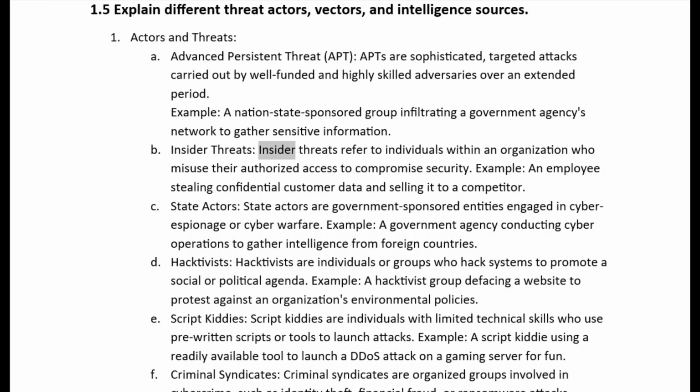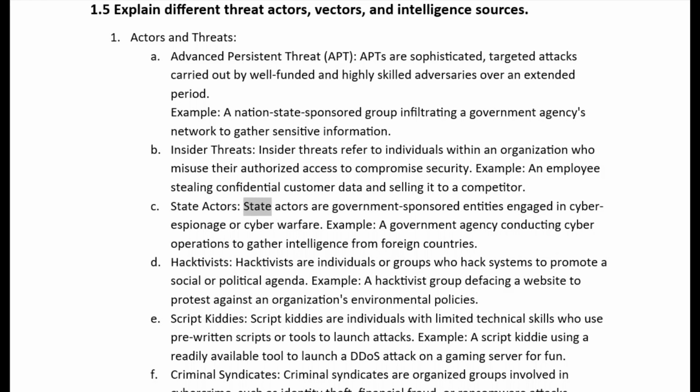Insider threats. Insider threats refer to individuals within an organization who misuse their authorized access to compromise security. Example: an employee stealing confidential customer data and selling it to a competitor.